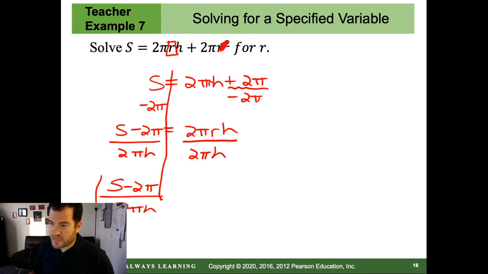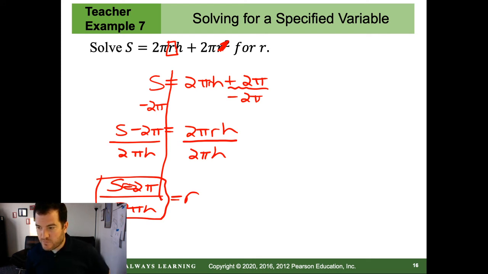One thing that we talked about in class was why these 2 pi's do not cancel. And the reason is because the top is being subtracted. If it was S times 2 pi, like one gigantic thing where everything's multiplying, then yes, you can simplify. Because it's S minus the 2 pi over 2 pi h, you can't simplify.